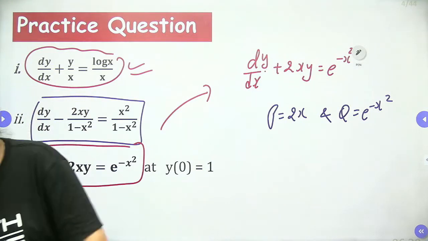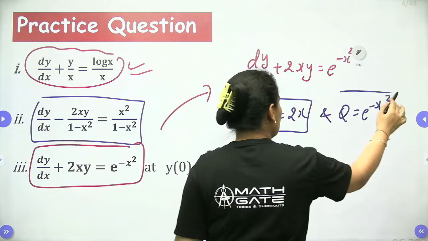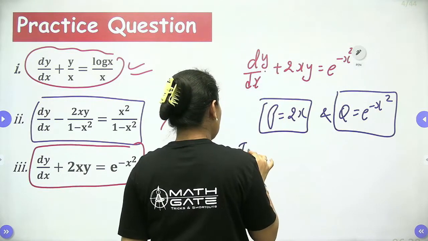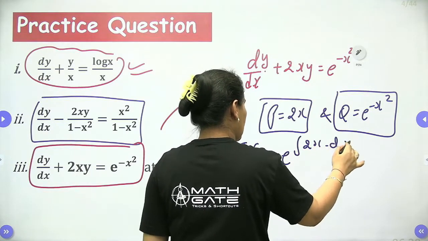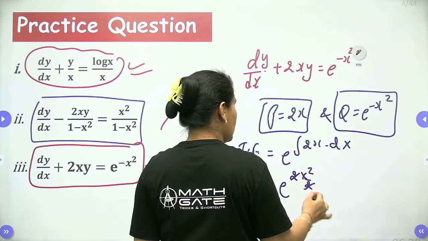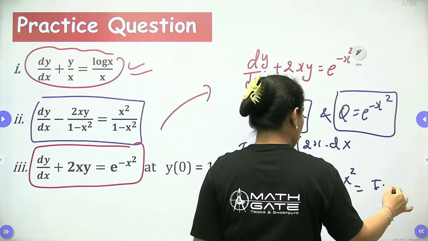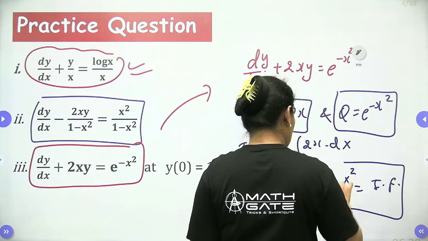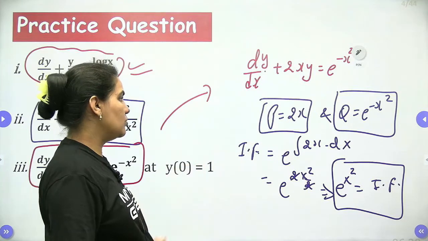So we can find the integrating factor, dear students. Yes, exactly. So we have p and q both. So the integrating factor is nothing but e to the power integral of 2x dx. When we integrate it, it will be 2 into x square by 2. 2 and 2 will be cancelled out. It will be e to the power x square. So the integrating factor is nothing but e to the power x square only. Done. So let's approach the general solution.